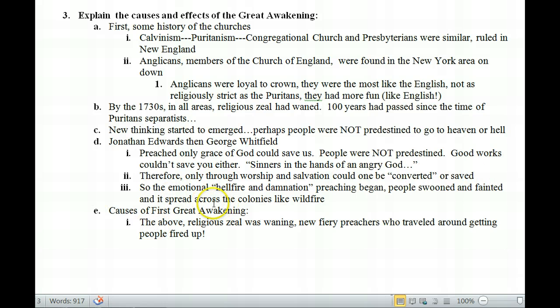So this odd, emotional, hellfire and damnation preaching began. You are all sinners and going to hell, and it sort of had this scare tactic against kind of shock and awe in the church there of people. And they just started, was it real? Was it fake? I don't know. But they just started swooning and fainting all over the place. And so this spreads like wildfire. And they have these, what are they called? Religious revivals all over the place.